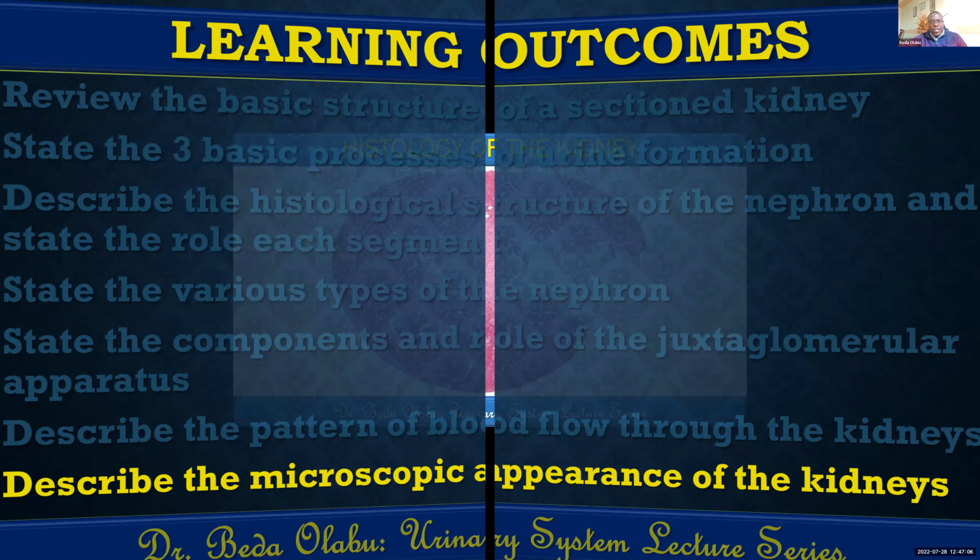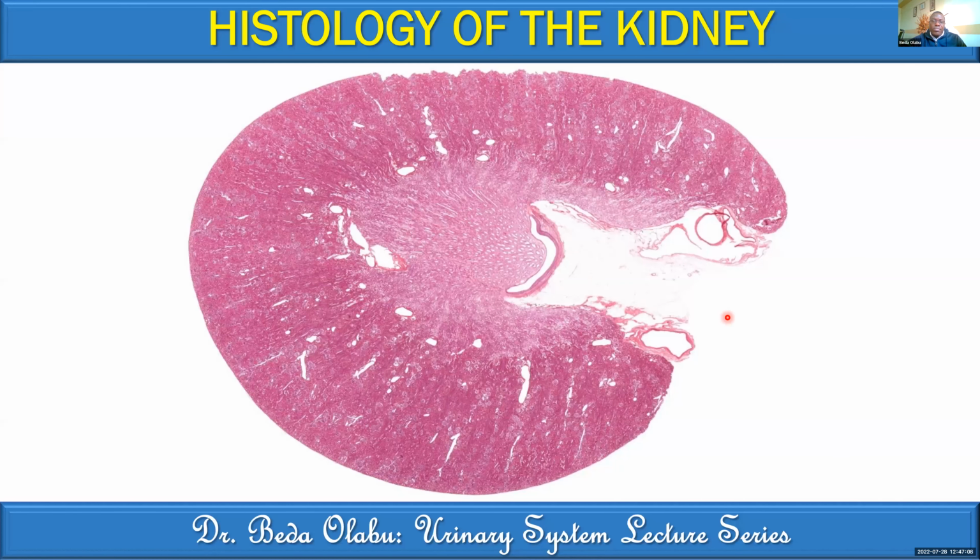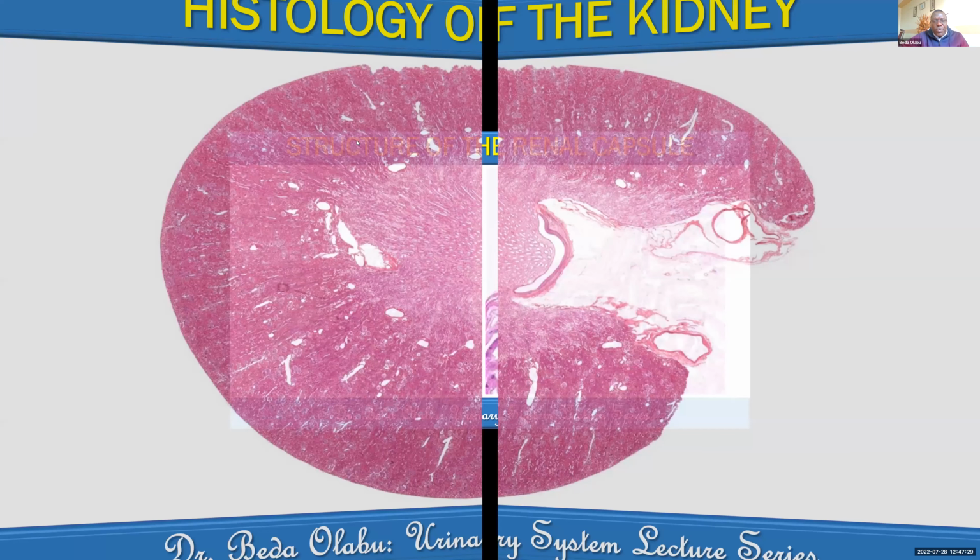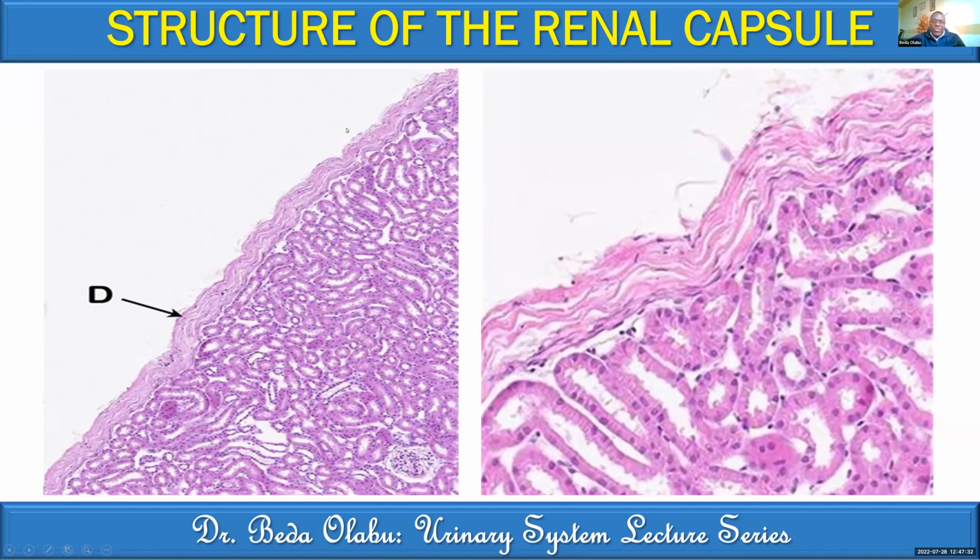So the slide projected to you here is a slide of kidney, although not from human, and that is why you are seeing that it has only one pyramid. So it's not from human, but the histology will still be the same. When you cut across the slide of the kidney, what makes you know that it is a slide of the kidney? A number of things.